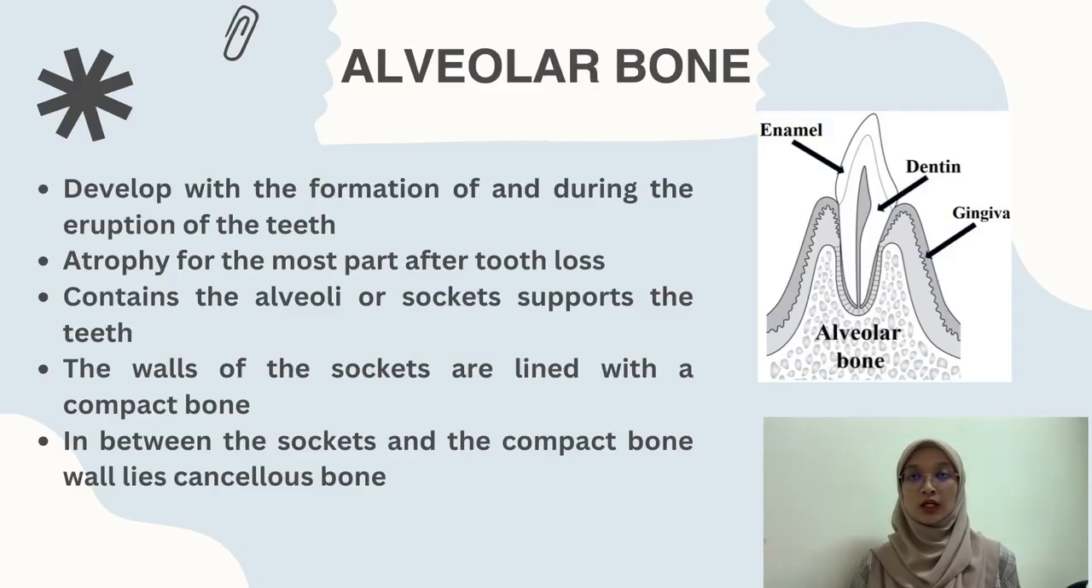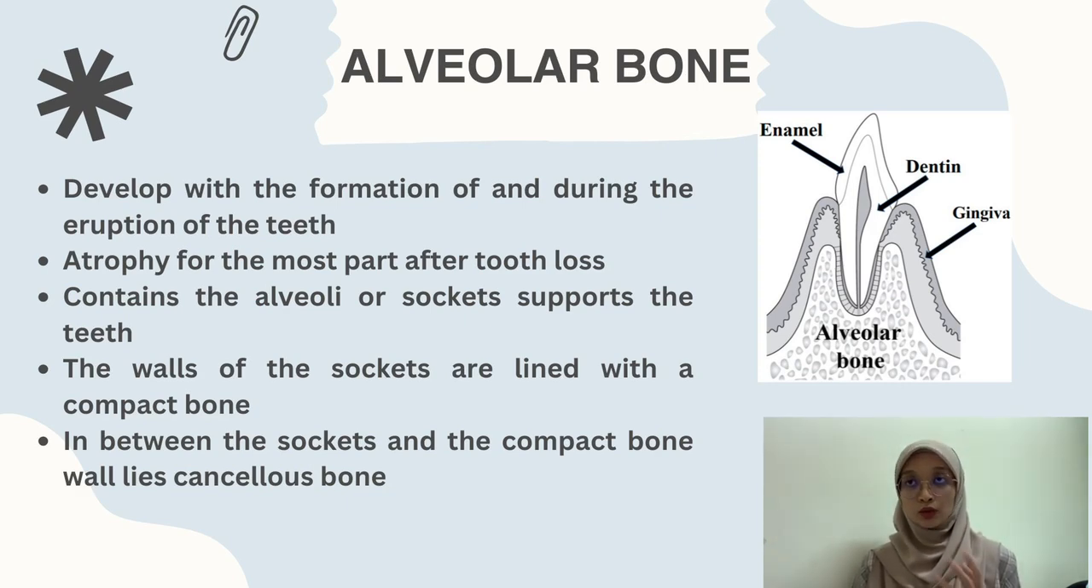The alveolar bone, or we call it the alveolar process of the maxilla and the mandible. The maxilla is the upper jaw and the mandible is the lower jaw. So the alveolar bones are tooth-dependent structures. They develop with the formation of teeth and during tooth eruption, and they can also atrophy, which is to undergo reduction in bone density, for the most part after tooth loss.